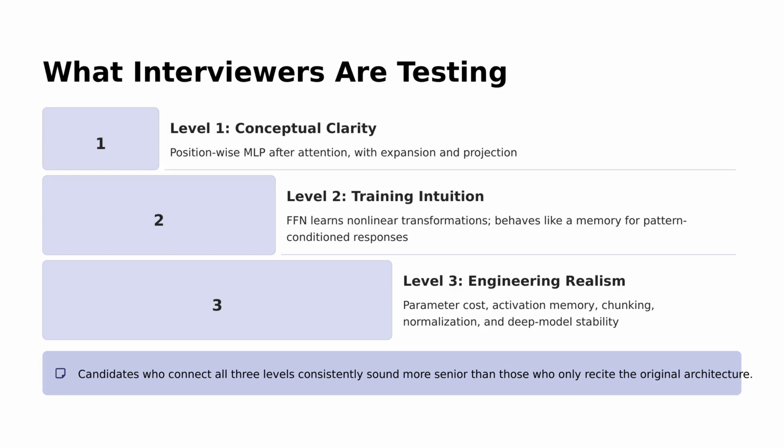Interviewers are usually testing 3 layers of understanding here. First, conceptual clarity. Can you explain the position-wise MLP that comes after attention, with expansion and projection? Second, training intuition. Do you understand that the FFN learns nonlinear transformations and can act like a kind of memory for pattern-conditioned responses? And third, engineering realism. Parameter cost, activation memory, chunking, normalization, and stability in deep models. Connecting all 3 is what makes a candidate sound senior.